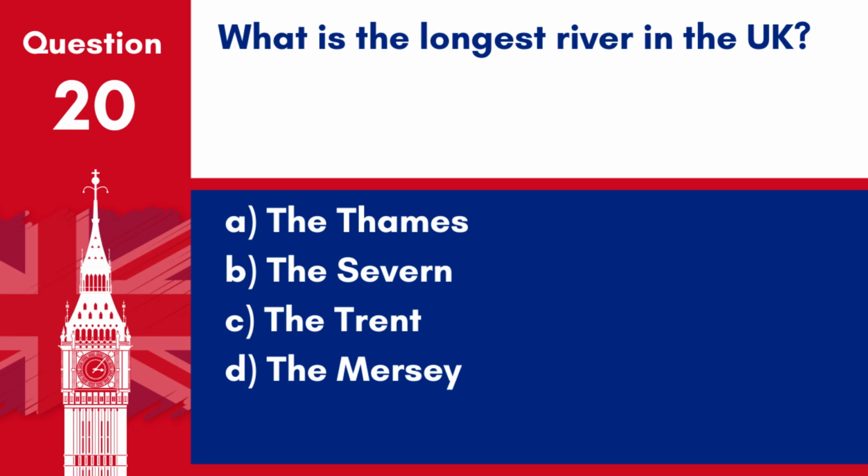Question 20. What is the longest river in the UK? A. The Thames. B. The Severn. C. The Trent. D. The Mersey. Answer: B. The Severn. The Severn is the longest river in the UK, flowing through both Wales and England.